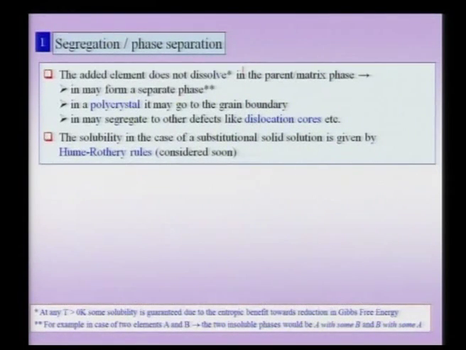Of course, this segregation can be called a separate phase. Suppose I have two elements A and B, then the two phases insoluble in each other would be that the phase A would have a little amount of B and the phase B would have a little amount of A. And typically you will call them the terminal solid solutions, and you will call them by alphabets alpha and beta. Okay, so there is some little solid solubility which is always guaranteed.